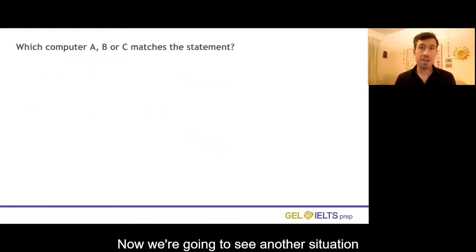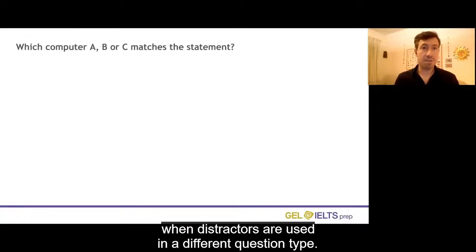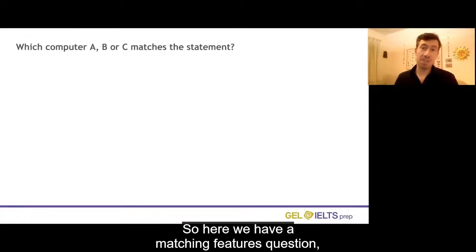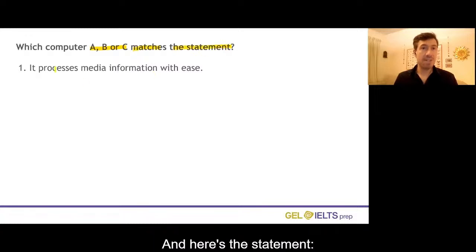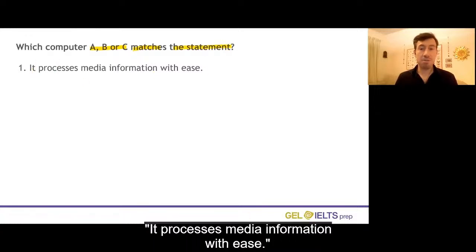Now we're going to see another situation when distractors use a different question type. So here we have a matching features question, and it says which computer A, B, or C matches the statement. And here's the statement. It processes media information with ease.